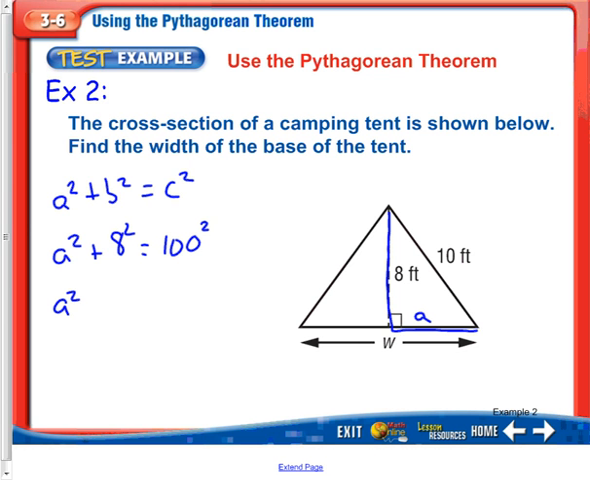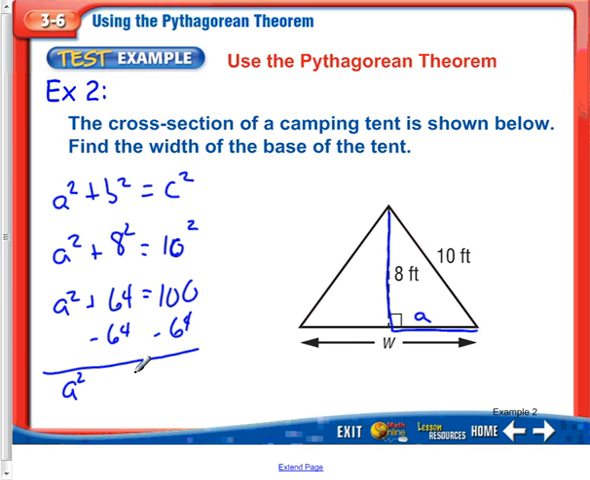So then we can say a squared plus 64 equals, whoops, I'm sorry, this is just 10 squared, getting a little ahead of myself. And 10 squared is 100. And so then we want to subtract 64 from both sides. So a squared equals 36. And then if we take the square root of both sides, we're going to find that a equals 6 feet. So this distance right here is 6 feet.